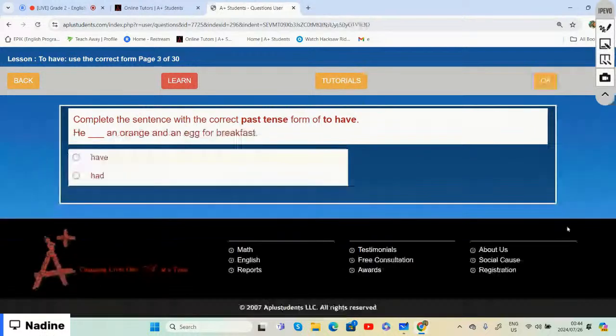Let's do the last one. It says he. We need to choose the past tense. Do we say he have an orange and an egg for breakfast, or do we say he had an orange and an egg for breakfast? And if we were to choose our correct answer, we would say we had an orange and an egg for breakfast.